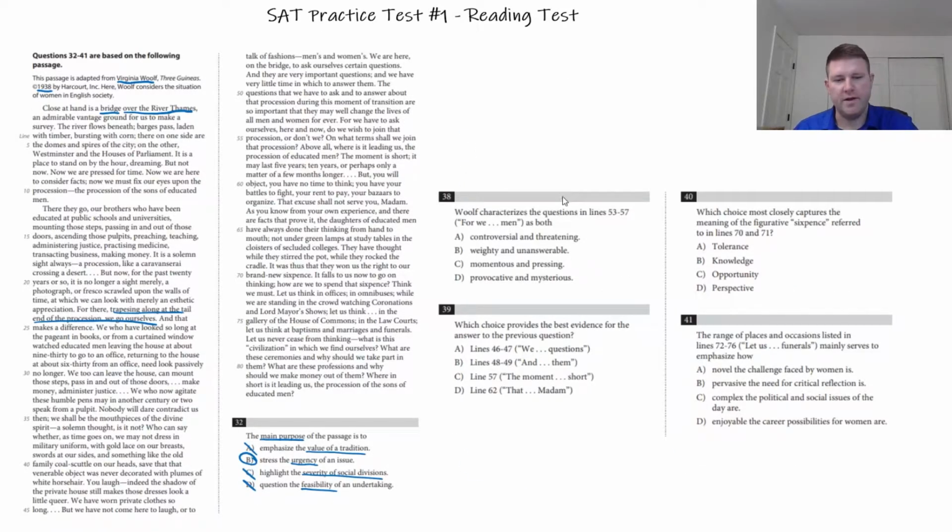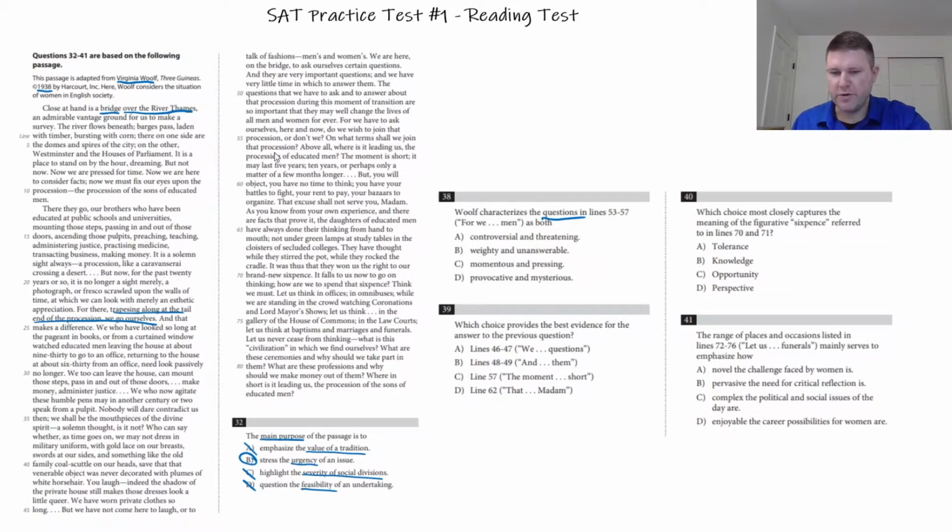Moving on to 38, Wolf characterizes the questions in lines 53 to 57. So if we just find those there, so 1, 2, 3. For we have to ask ourselves, here now, do we wish to join that procession or don't we?